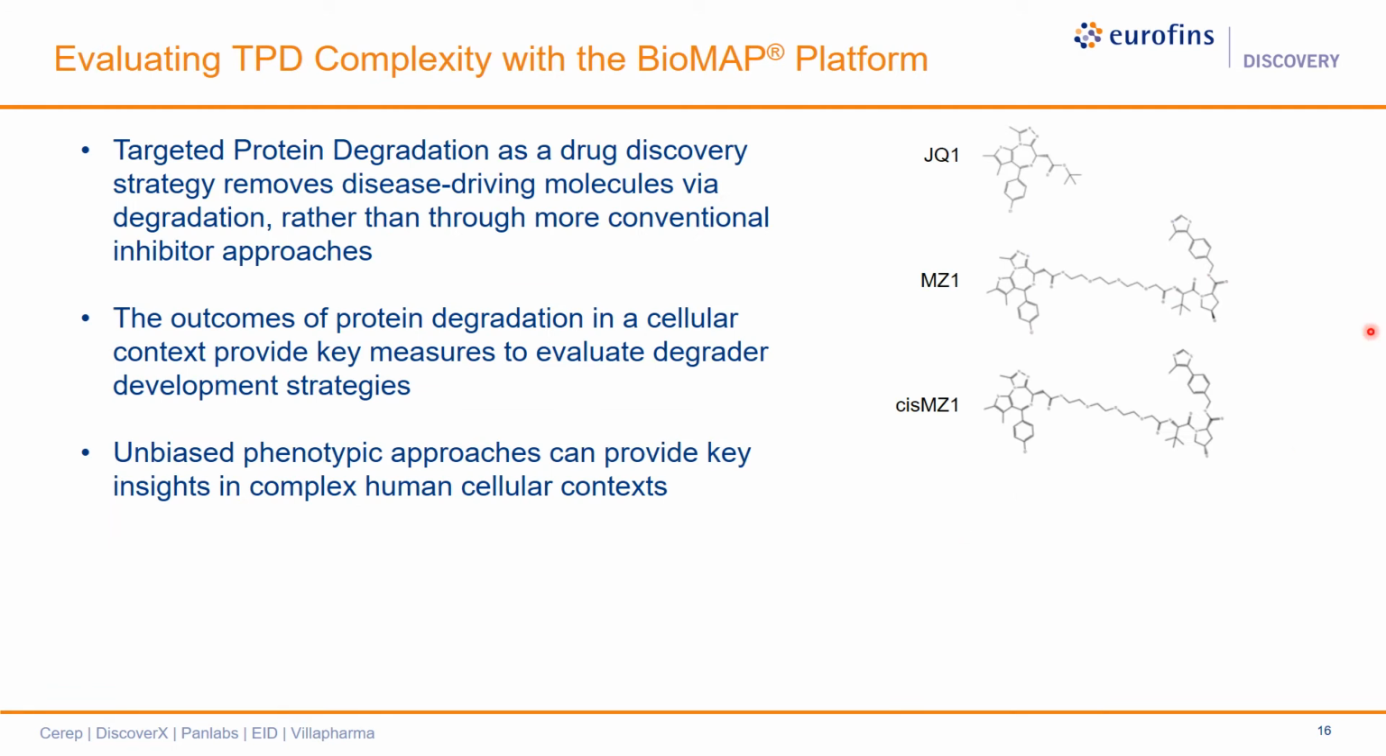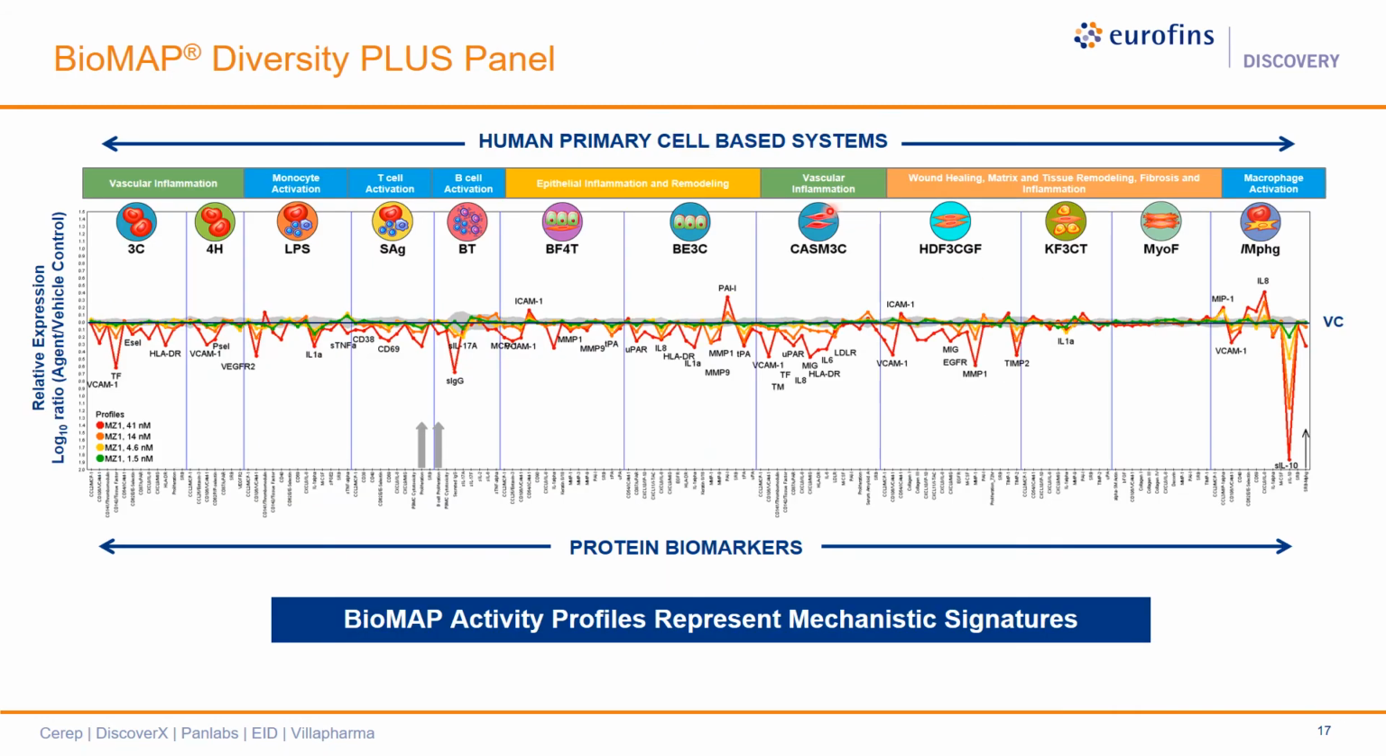In this case study, we profiled a number of compounds targeting the BET family of bromodomain proteins. Using the BioMAP Diversity Plus panel, we assessed their impact on translational protein biomarkers in several in vitro disease models. Before we discuss the data, I'd like to orient you to a BioMAP Diversity Plus profile.